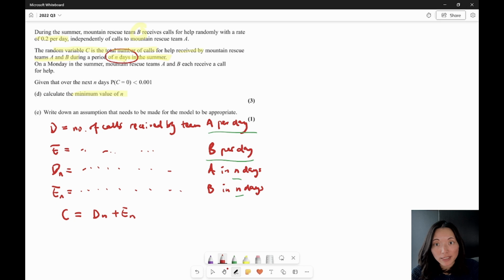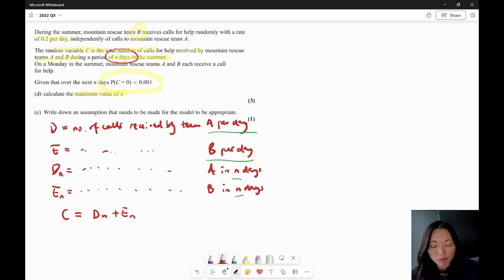That's what's given in the question, the definition of C. And the question gives us an inequality, the probability of C equals 0. Let's have a think to see whether we can work out the distribution of the random variable C. Now, random variable C is the sum of two random variables, Dn and En. And we know that Dn and En represent the number of calls received by team A and team B over n days, respectively. Again, we assume that the events are independent.